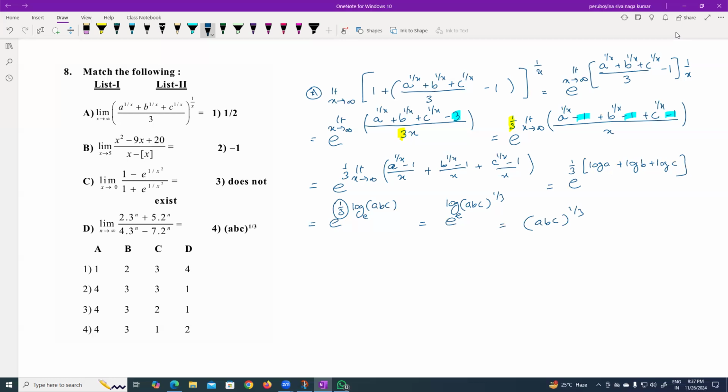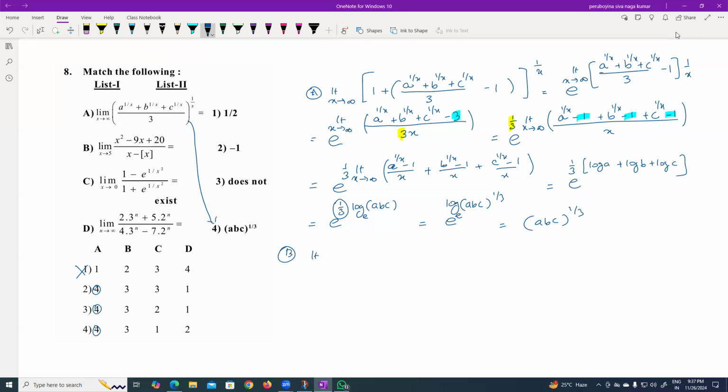So therefore, the first problem connects with the fourth option. The first problem connects with the fourth option, and you can see that the second option, third option, and fourth option show the same. So the first one is not the correct answer. So we solved the first problem. Now we are moving to problem B.